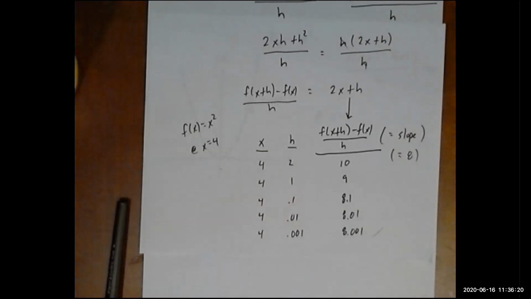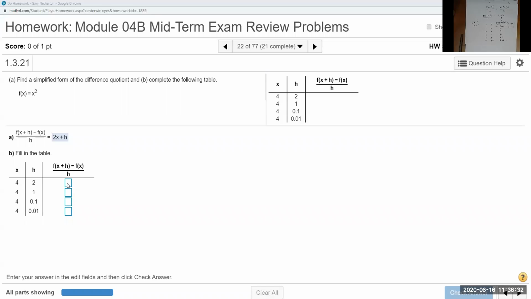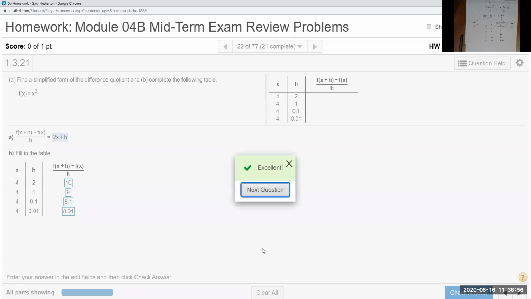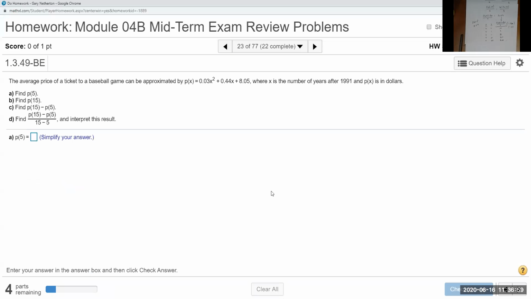So let's go back to the problem, and I'm going to plug in the values for this table. Hopefully I did all these calculations correctly. So you can see how for 4 and 2, I had 10. For 4 and 1, I had 9. For 4 and 0.1, I had 8.1. And then 8.01. So I'm going to check, and hopefully those are all correct. All right, so that was that problem.